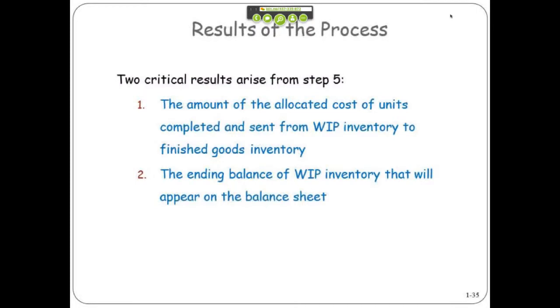So two things have happened in this. We did all this math. Or we looked at all this math. We didn't do it. One, we've assigned for accounting purposes the amount of the cost that's going from work in process to finished goods. And we've assigned an amount that stays in work in process inventory to be finished next period. That's the net effect of these processes.